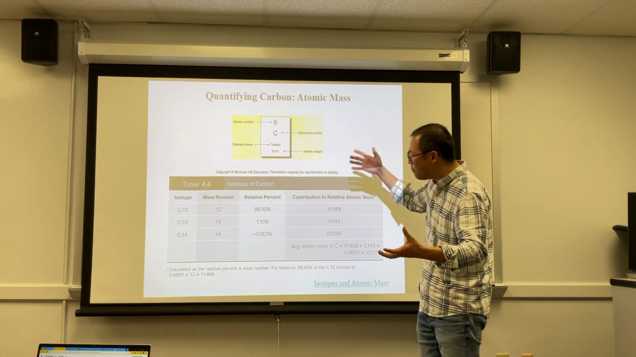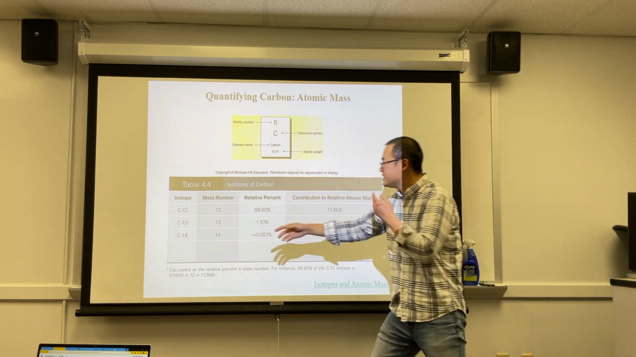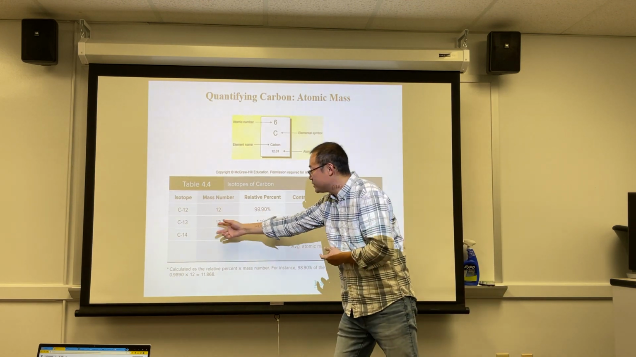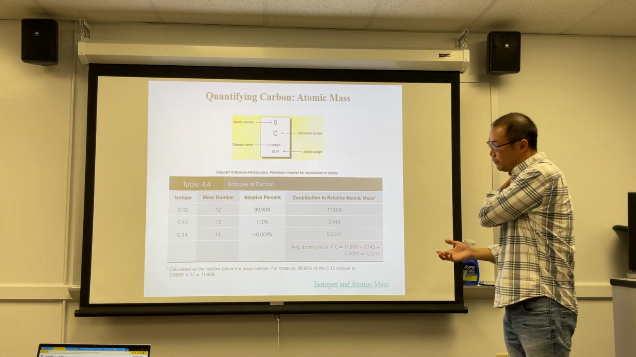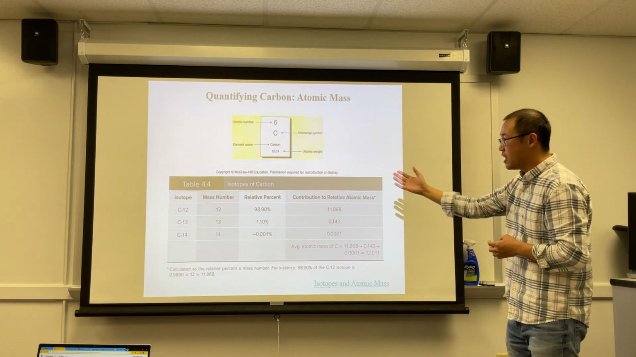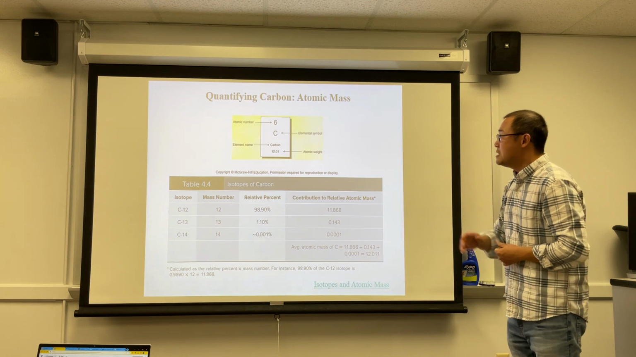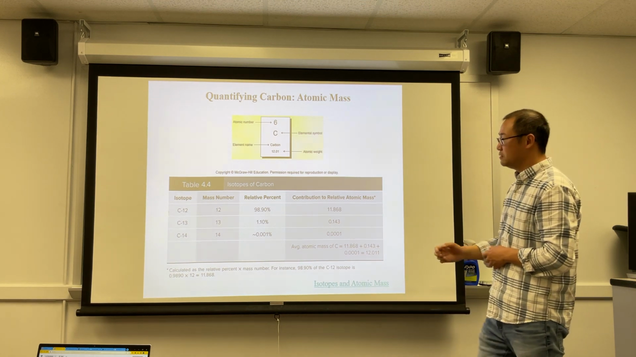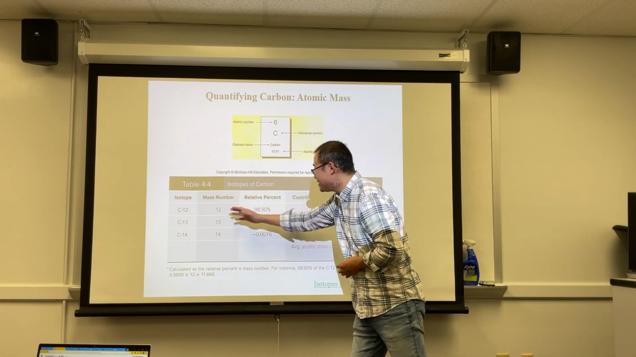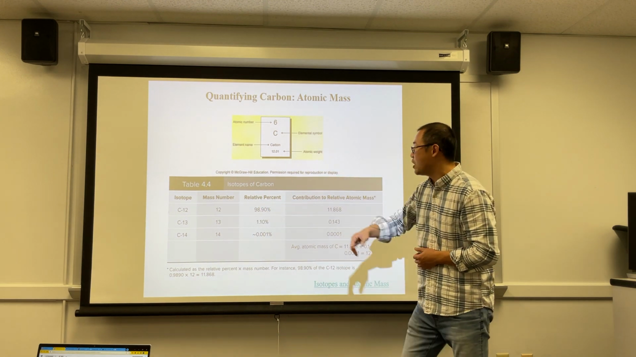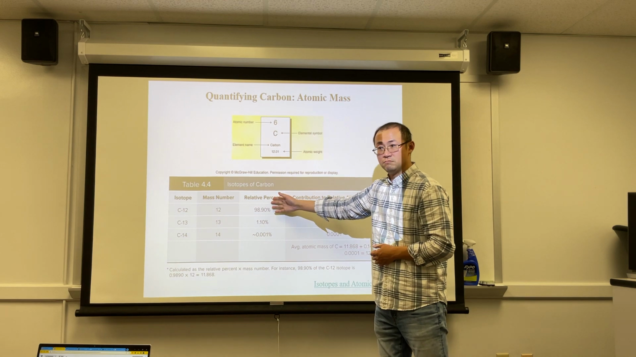You may wonder, where did the 12.01 come from? We know carbon exists as carbon 12, carbon 13, and carbon 14, right? But where does the carbon 12.01 come from? Now, here comes the concept we just said. Carbon exists in different isotopes, but those isotopes exist in different percentages we call abundance.